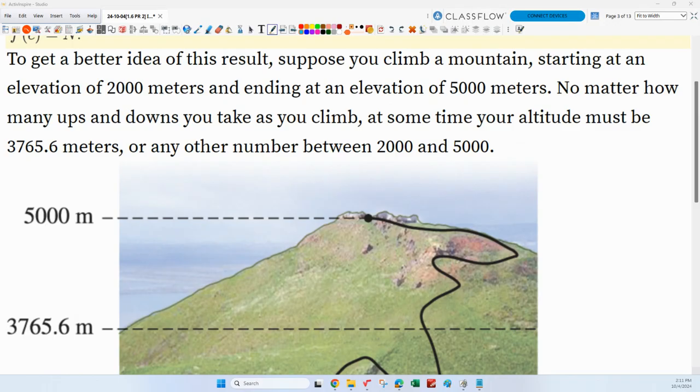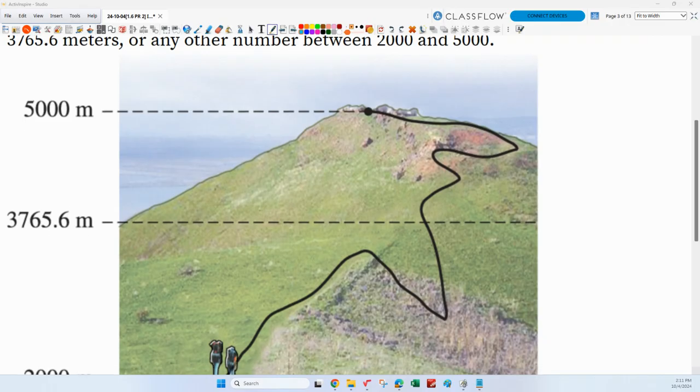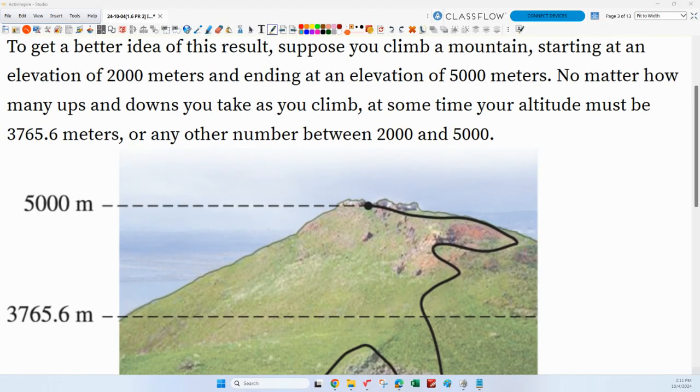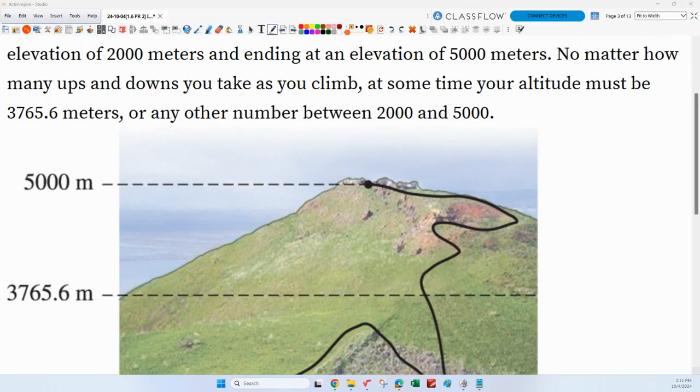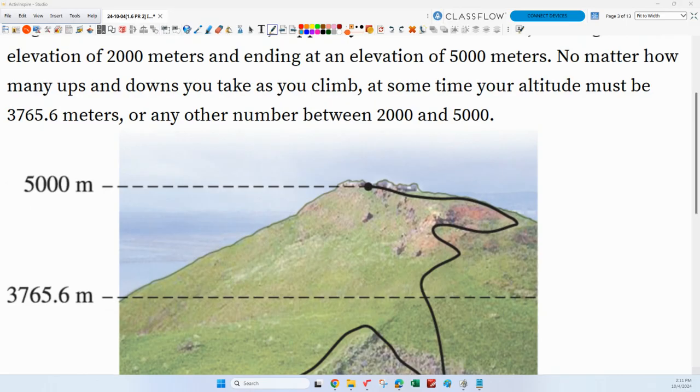Maybe, maybe not. To get a better idea of this result, suppose we climb a mountain starting at an elevation of 2,000 meters, okay? And ending at an elevation of 5,000 meters. So could you prove that no matter how many ups and downs you take, at some time your altitude must be 3,765.6 meters? How can you prove that? Because you can.